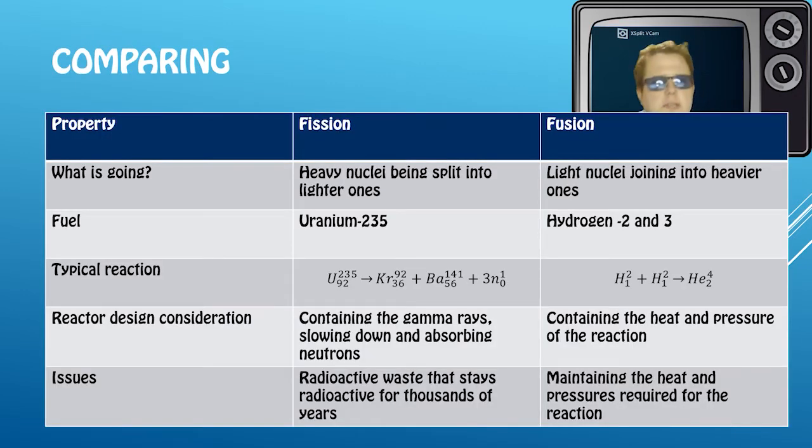So you need to be able to do a direct comparison of these two. So a table like this is very useful. So you can see that fission is our heavy nuclei being split into lighter ones. Generally the fuel we use is uranium-235. There's an example reaction. And if you take note, the numbers across the top and the numbers across the bottom are the same as you go on.